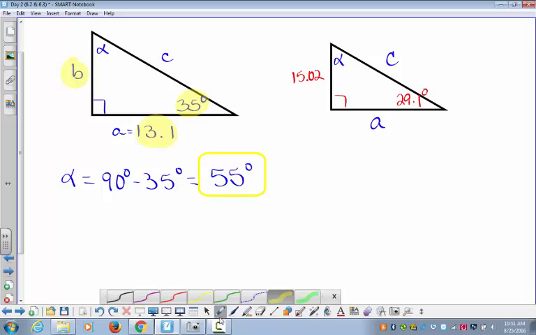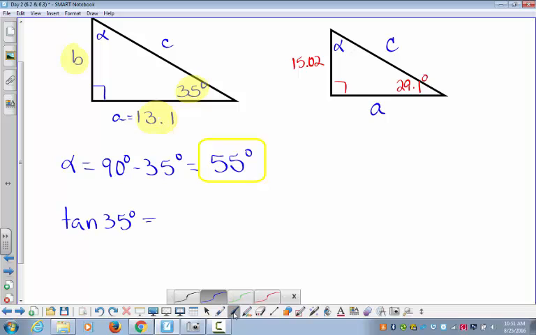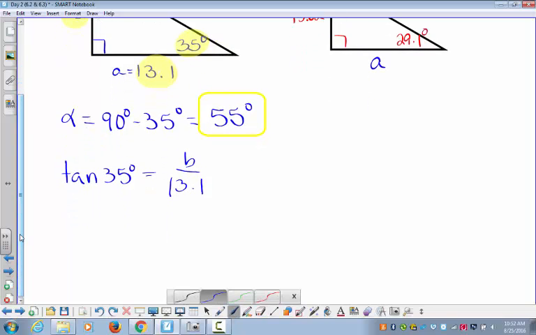So what trig function uses opposite over adjacent? Tangent. So that will be the trig function that we choose to use. So we'll say tangent of 35 degrees will be equal to B divided by 13.1. And then we have to do that similar algebra, arithmetic that we did with the previous problem. Oh, actually, this one's even easier. We just multiply by 13.1. I'll put the unknown on the left, though. So 13.1 multiplied by tangent 35.